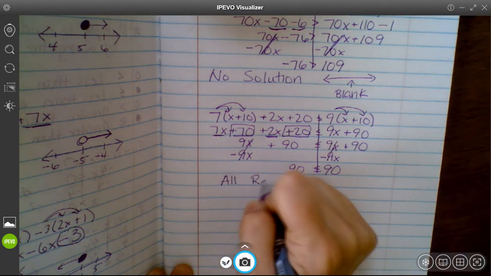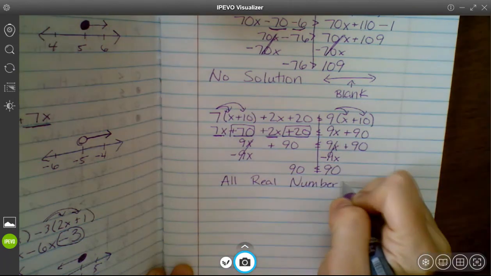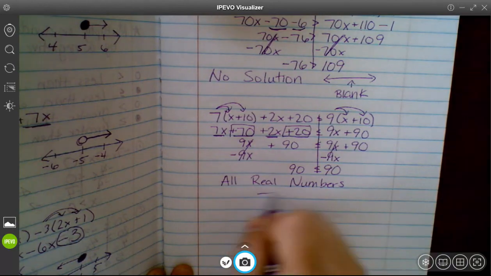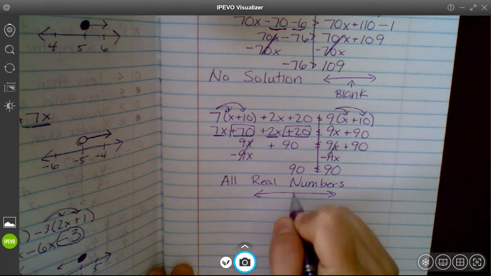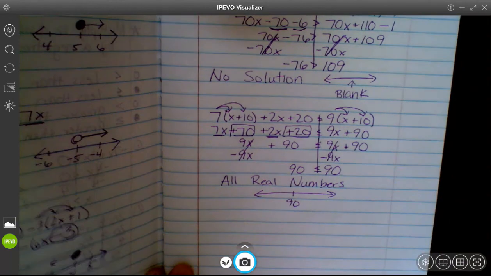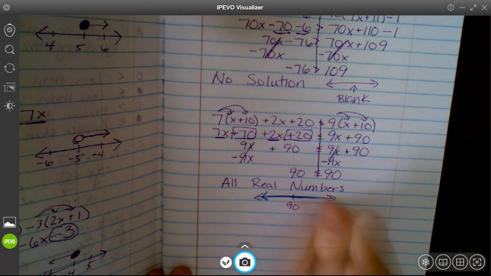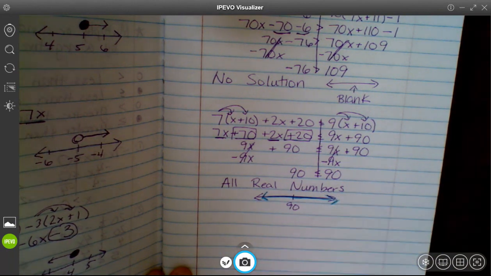all real numbers. So what does that look like on a number line? I'm just going to put 90 here. What that would look like is that my arrow would go all the way across in both directions because every number I pick would work. It would be all real numbers. So these are all of our inequalities with that extra added step.